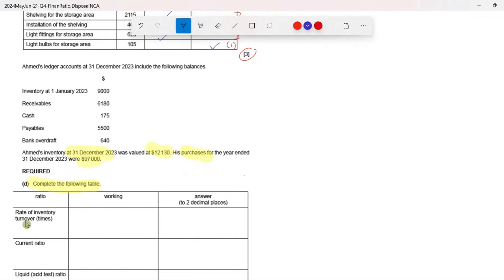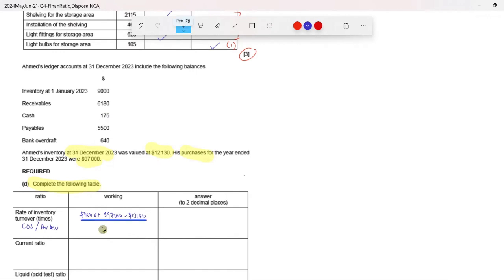So with that, check the rate of inventory turnover times. Bear in mind, to compute rate of inventory turnover, we need cost of sales and we divide by average inventory. Okay, so let's check cost of sales. Cost of sales will need opening inventory, add purchases, and then minus closing inventory. So we take opening inventory value 9,000, add purchases 97,000, minus closing inventory 12,130.